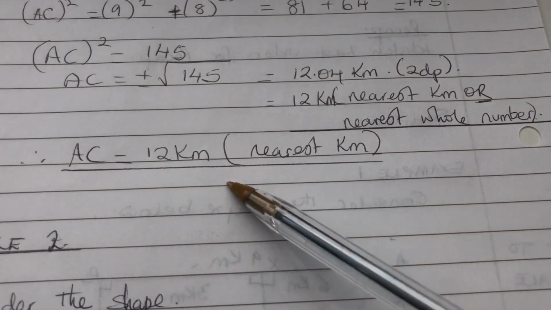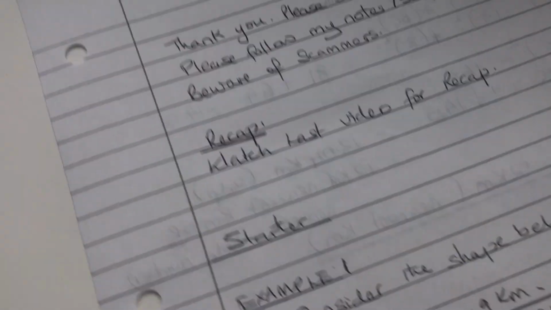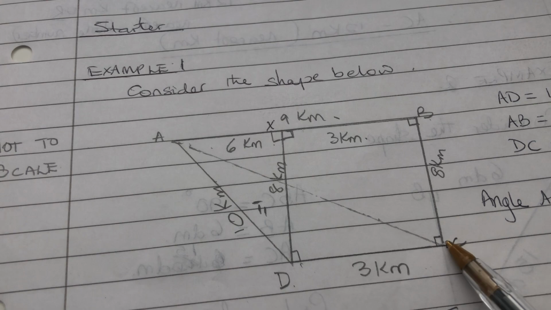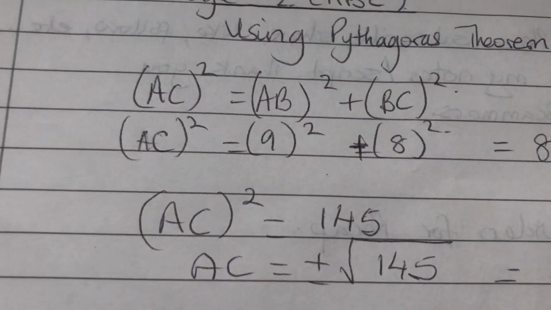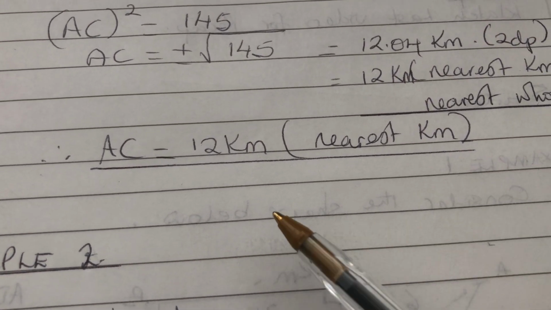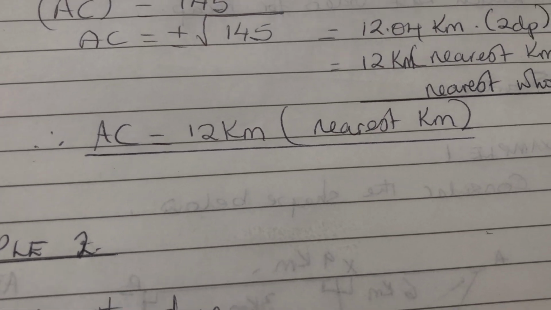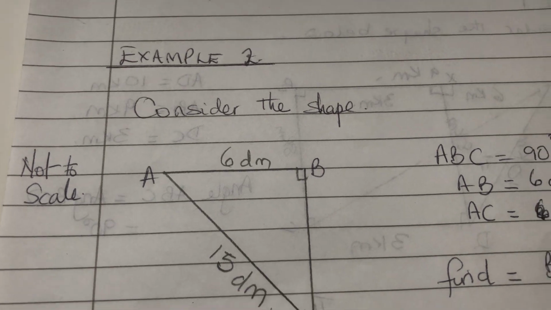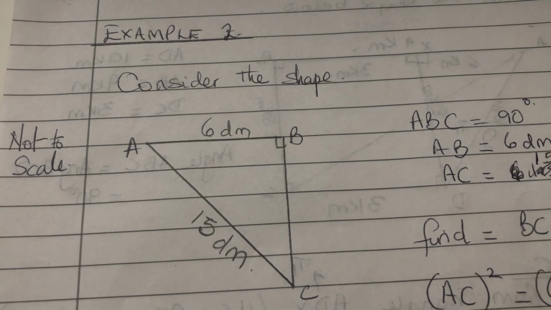So now AC, this length here, from here to here, AC is the one we are supposed to find, is 12 kilometers. That is if they ask us to leave it to the nearest kilometer. Now the second example is also Pythagoras.